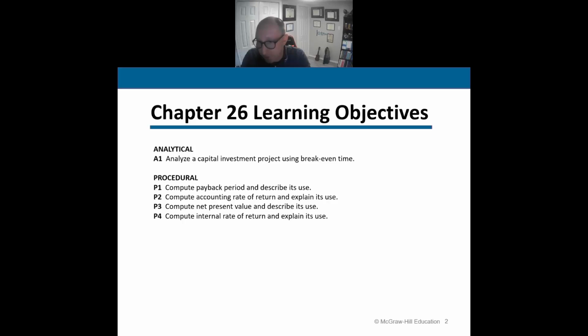That's an important concept to understand, so we'll spend some time on that. We'll also talk about this concept called the payback period. Payback period means how quickly I will get the return on my investment, on the purchase of the asset. We'll talk about the accounting rate of return, the internal rate of return, and this concept called net present value of money.